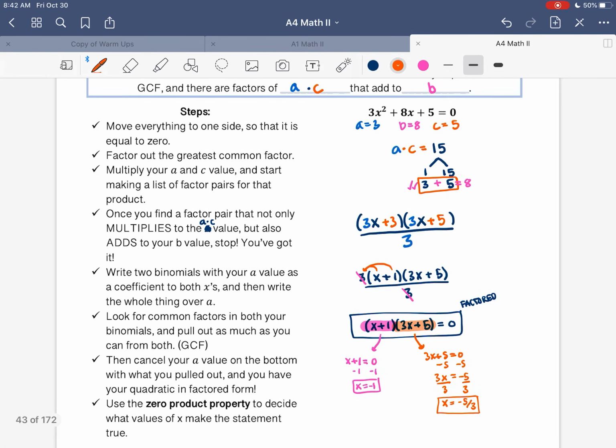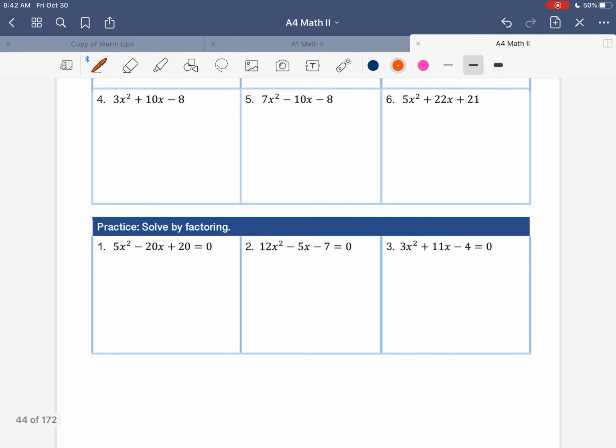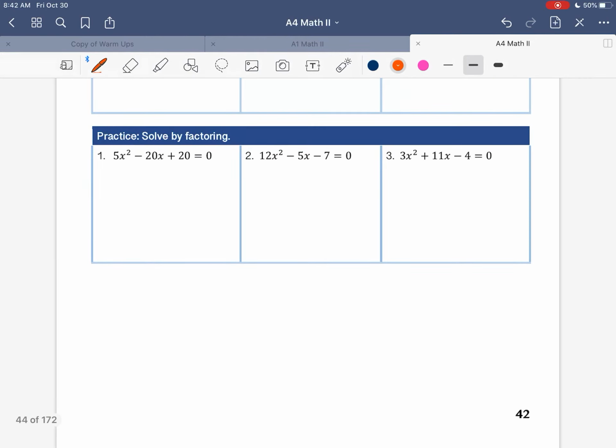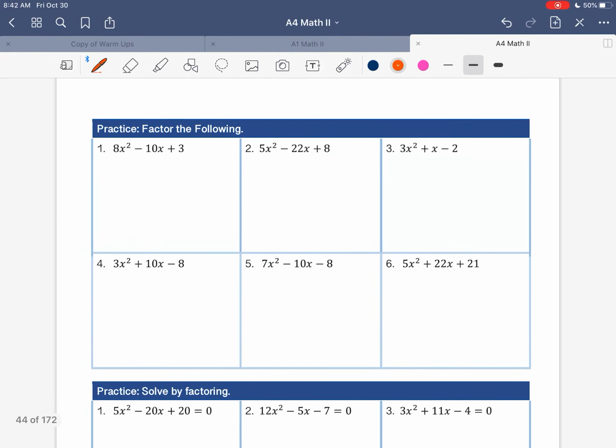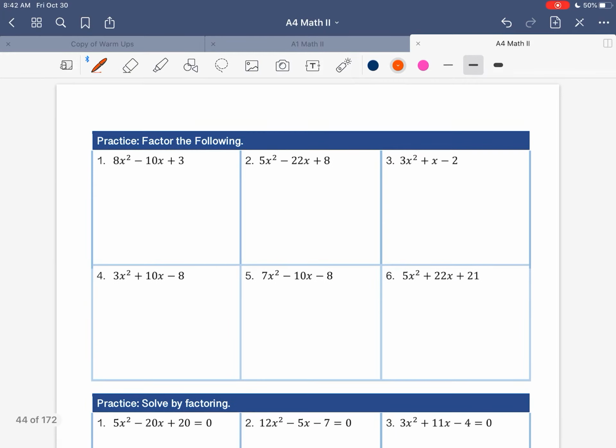The back of this page, feel free to pause if you need more time to write this down. But the back of this page is just a bunch of examples because the best thing to do to get this down is just to do it a billion times. So I won't do all of these with you, but I will do probably the first 3 of this section and then these last 3.